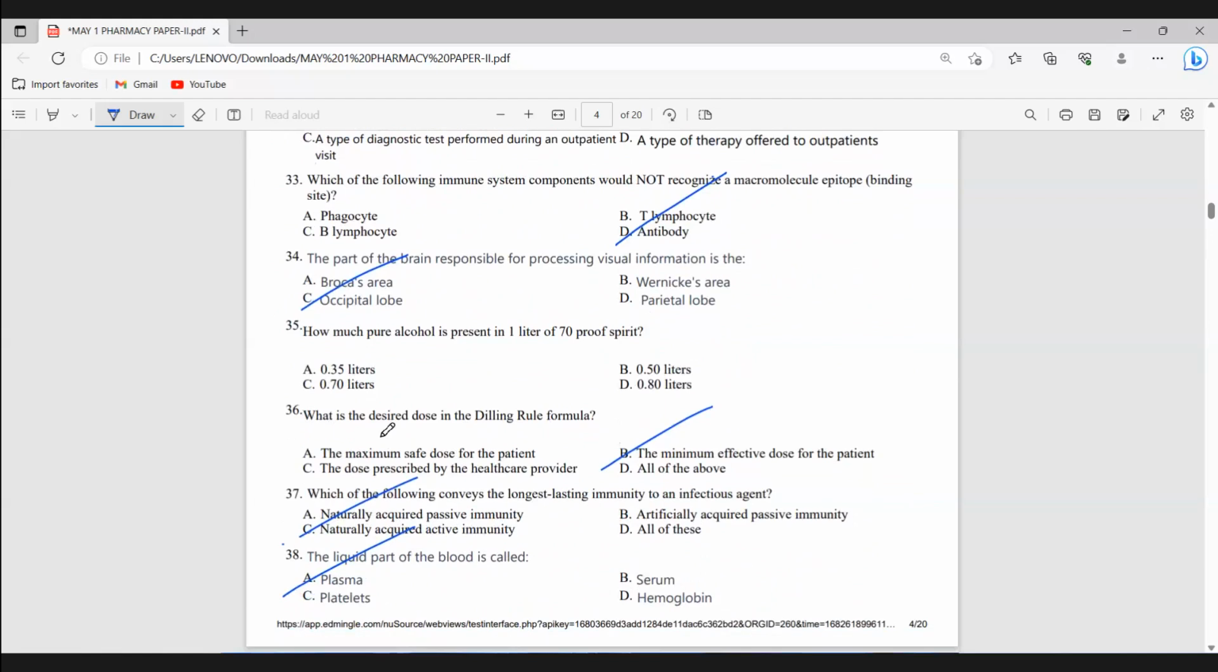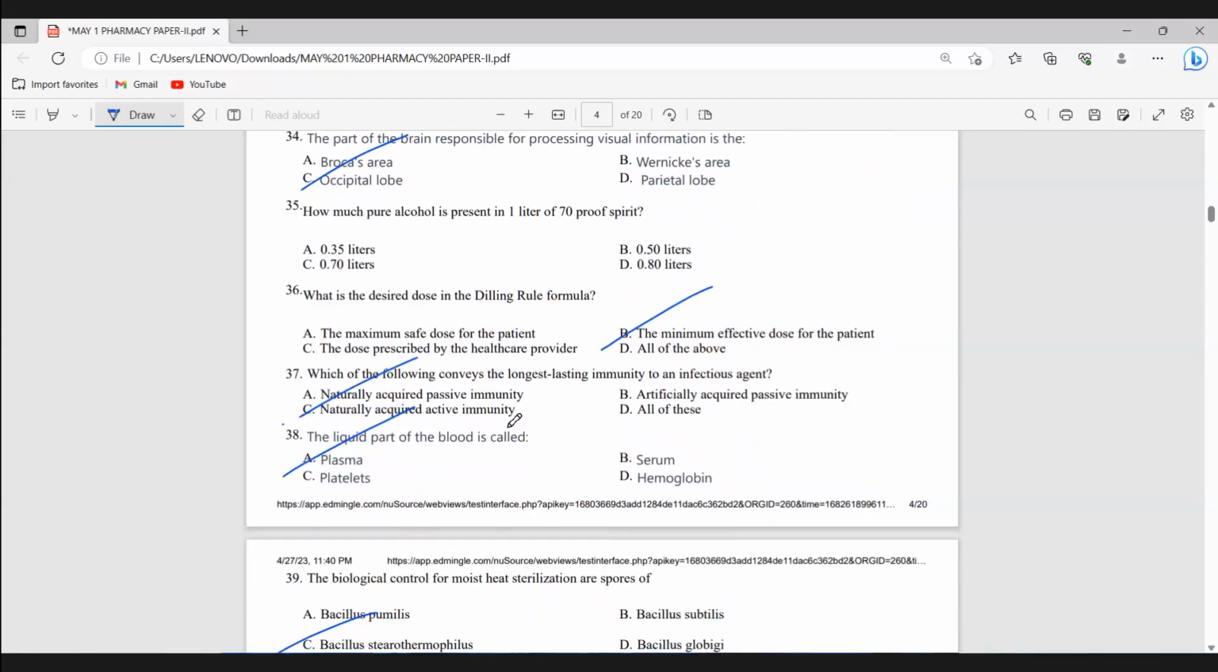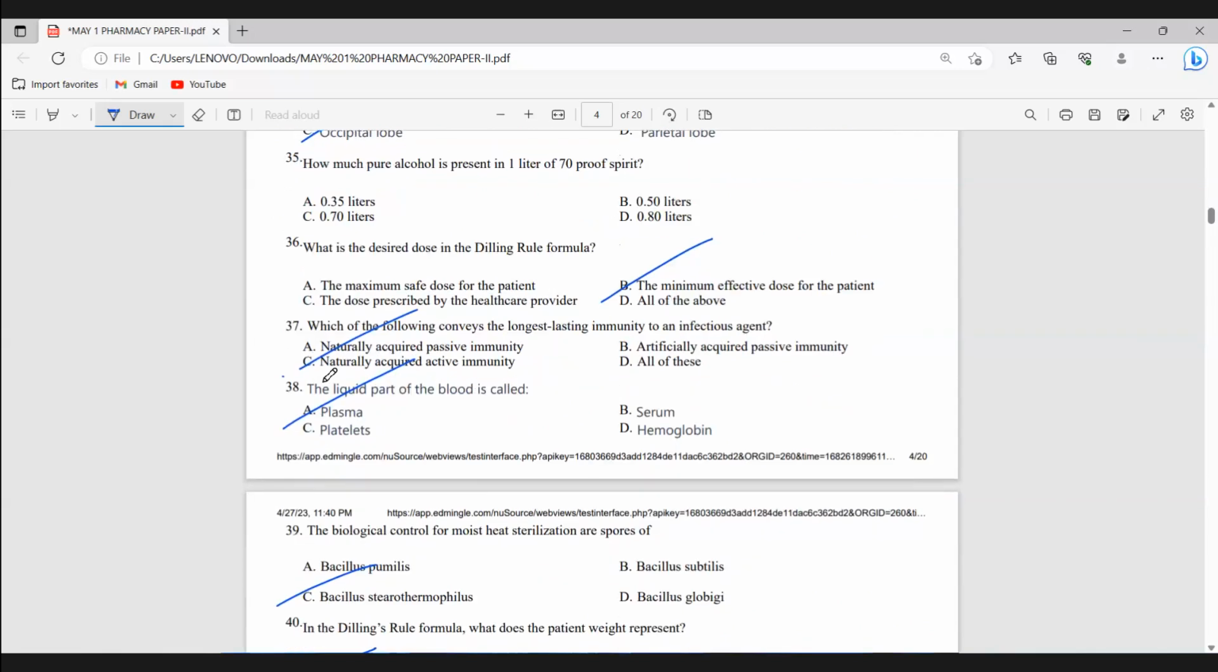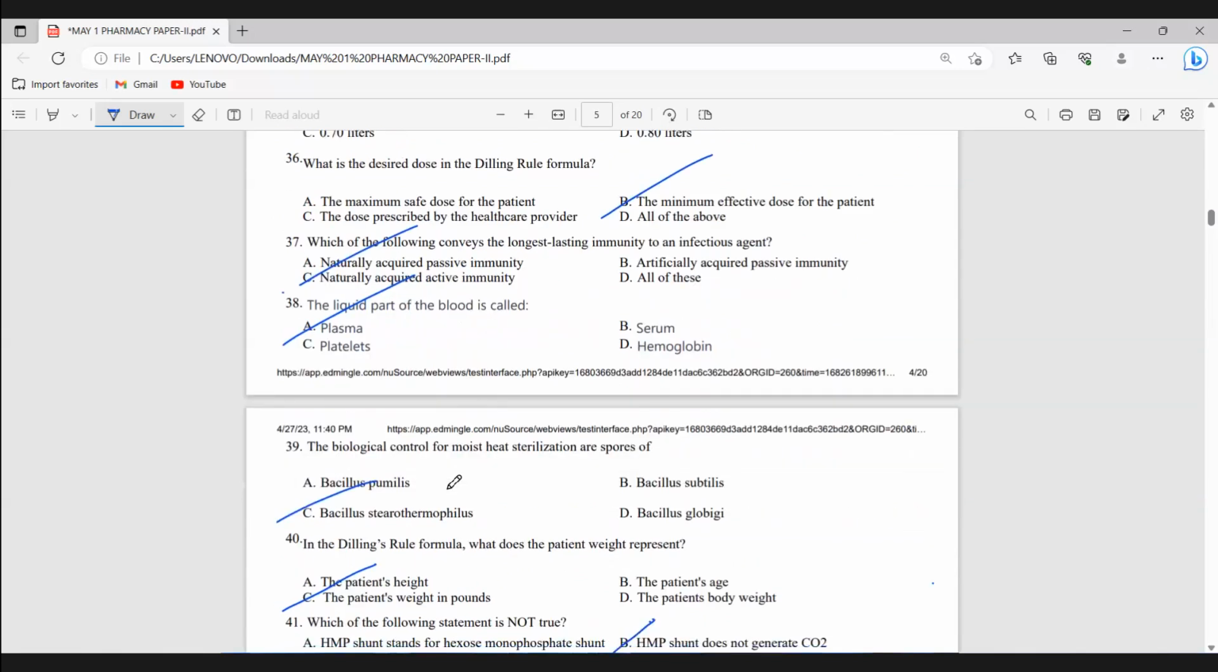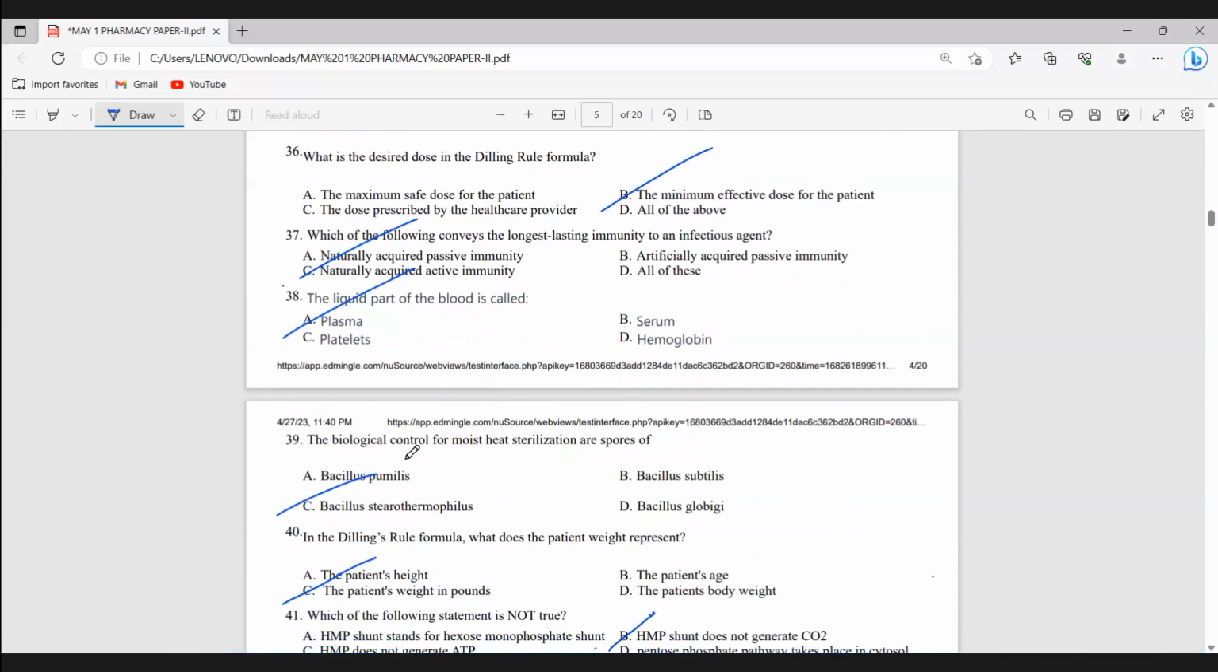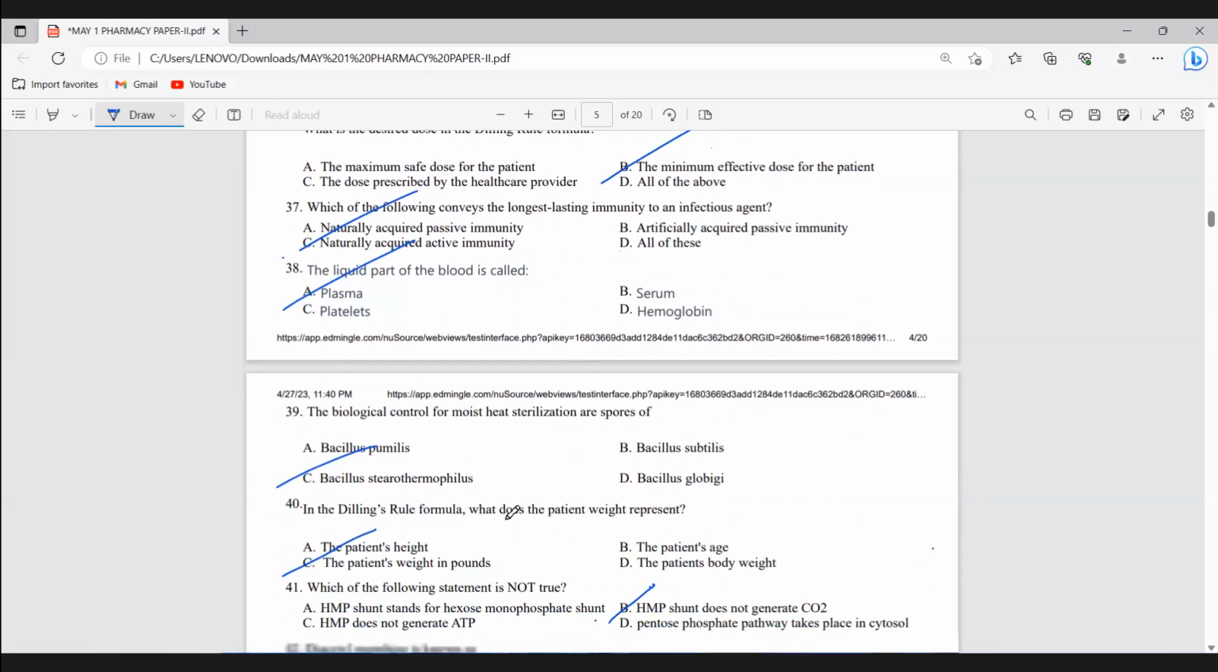Then 36, what is the desired dose of Dilling's rule formula? The minimum effective dose for the patient. And 37, which of the following conveys the longest lasting immunity to an infectious agent? Naturally acquired active immunity. And 38, the liquid part of blood is called plasma. 39, the biological control for moist heat sterilization spores is Bacillus stearothermophilus.